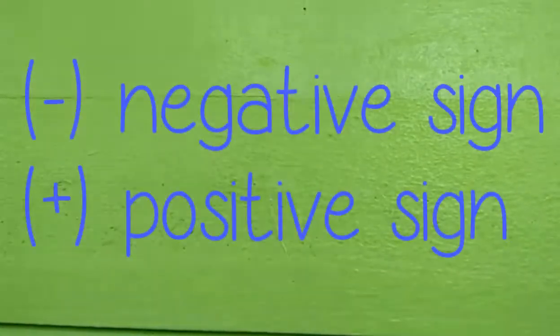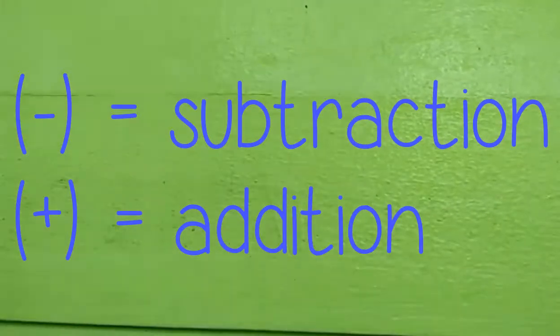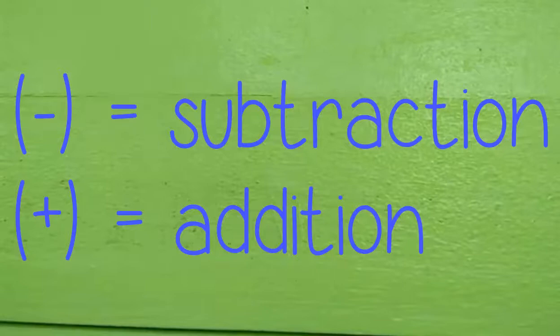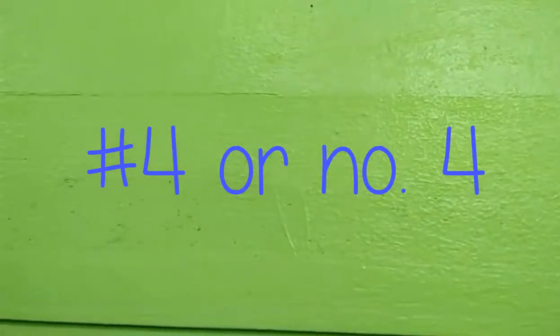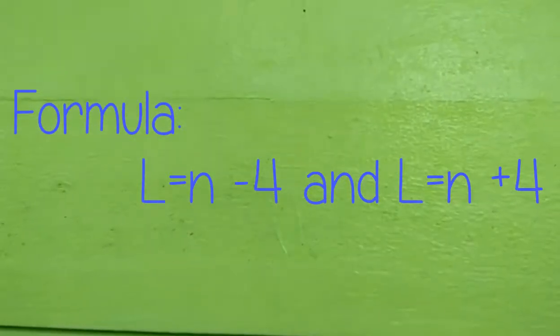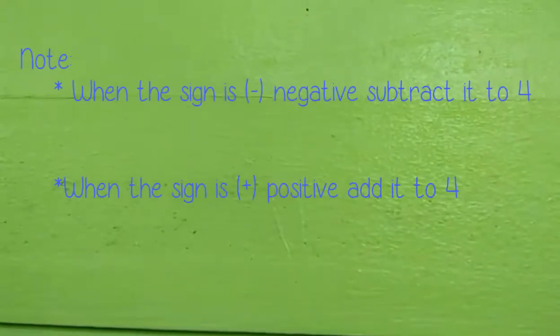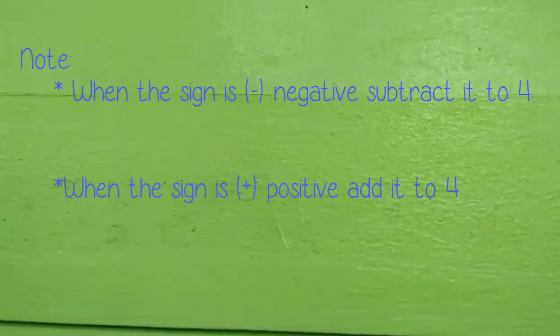If you notice in the note, there were two signs before each letter. These are the minus sign and the cross or positive sign. The minus or negative sign represents the mathematical operation subtraction, and the cross or positive sign represents the mathematical operation addition. It simply means that the hashtag 4 in the note can also be read as the number 4, using the equations L equals n minus 4 and L equals n plus 4. All we need to do now is get each letter's converted form and subtract or add according to the sign of each letter. When the sign is negative, subtract 4. When the sign is positive, add 4.